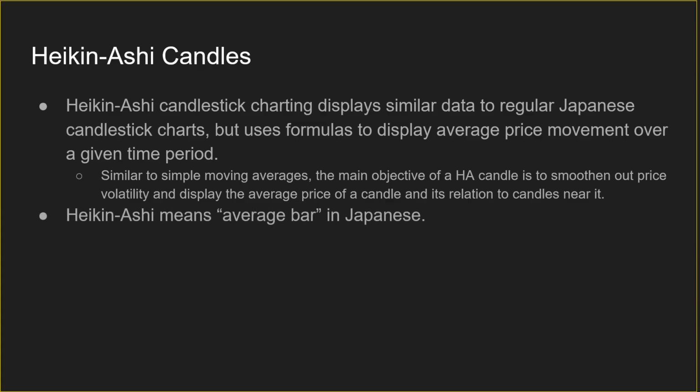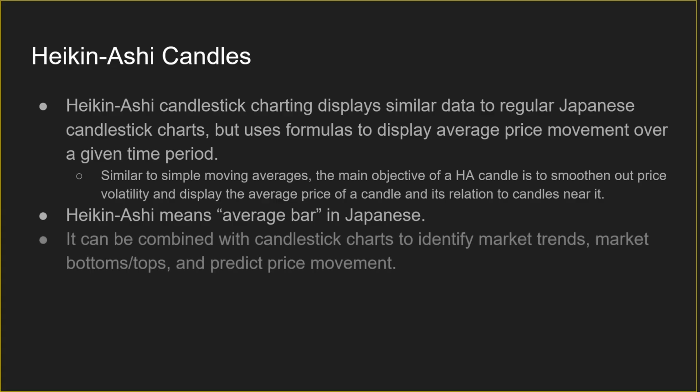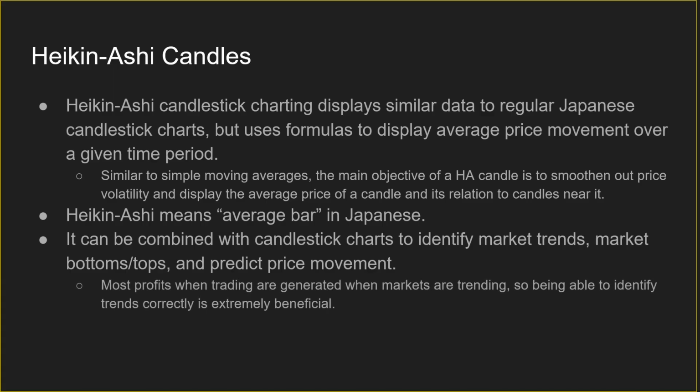Heikin Ashi literally means average bar in Japanese, and it can be combined with candlestick charts to identify market trends, market bottoms or tops, and to predict price movement over a given period of time. It's important to keep in mind that most profits when trading are generated when markets are trending, so being able to identify trends correctly is extremely beneficial.